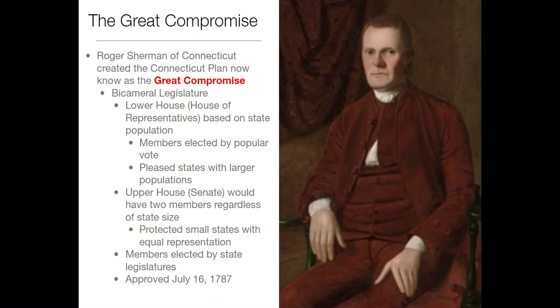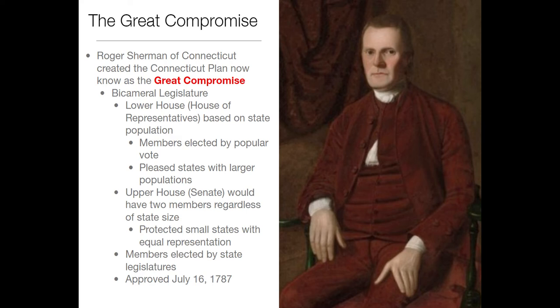The Great Compromise. Roger Sherman of Connecticut created the Connecticut Plan, now known as the Great Compromise. He proposed a bicameral legislature, so 2 houses of Congress, where the lower house, the House of Representatives, would be based on state population. So how large a state was would determine how many representatives that state had. Members would be elected by a popular vote, and this pleased states with larger populations.